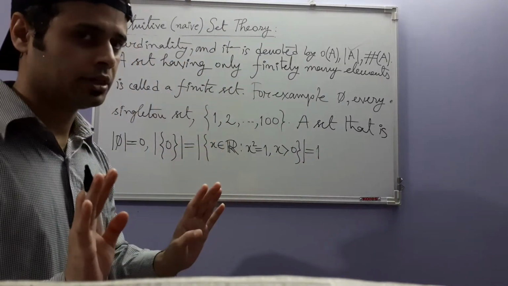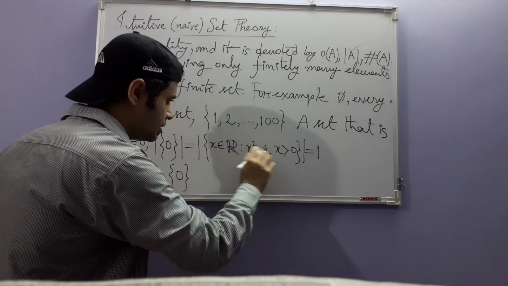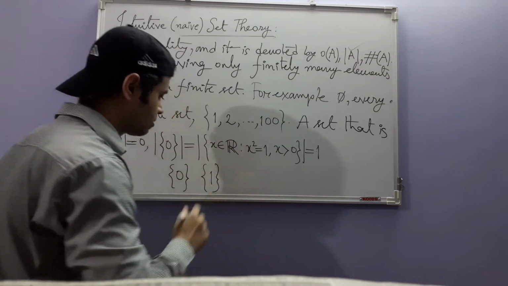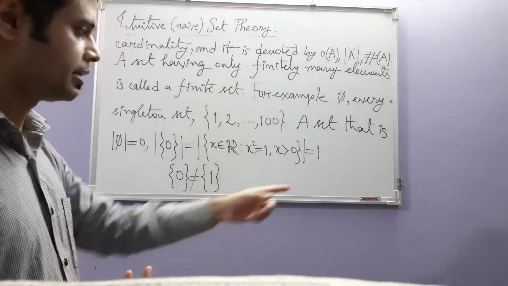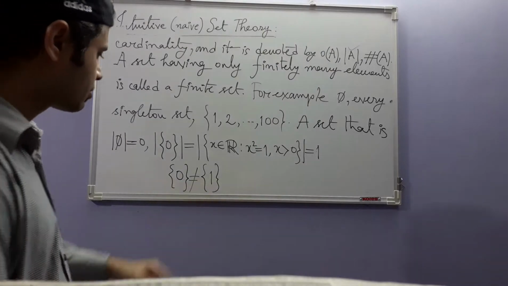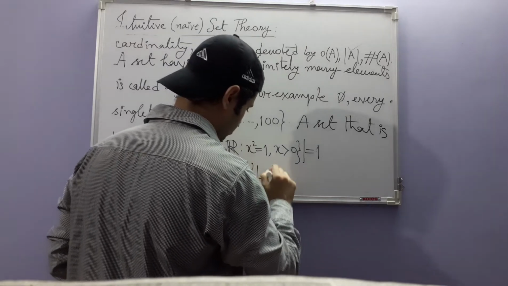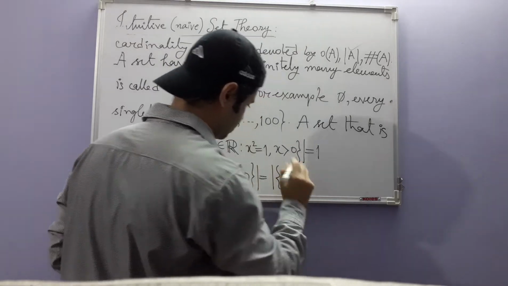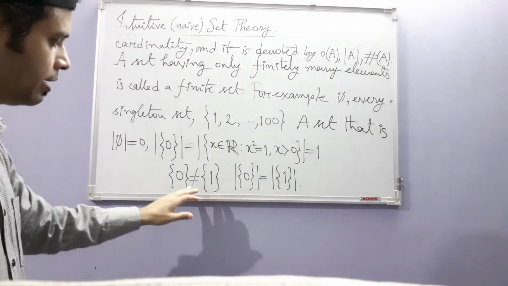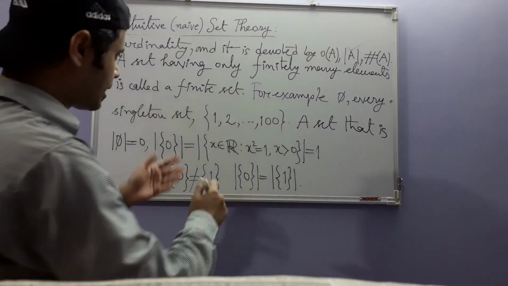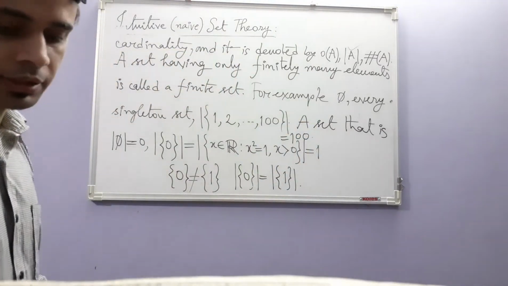Note that the sets are not equal. This set has 0, however, this set is nothing but the singleton set consisting of the element 1. So they are not equal, but their cardinalities are same, and that is equal to 1. So although this is the case, but we have this. Don't forget the brackets, otherwise it will mean something else entirely. Okay. And cardinality of this is equal to 100. So it's just the number of elements.